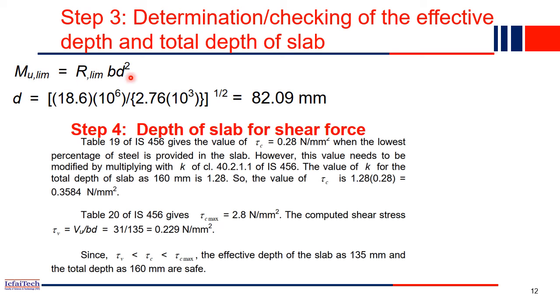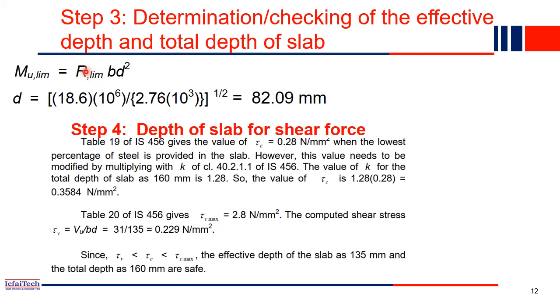So we have this formula, right? Beam formula. From beam design onward, the same formula we are using. Mu lim is equal to R lim B D square. So from here we can find D, as all the values we know. Mu lim is 18.6, the maximum positive bending moment. 18.6 multiplied by 10 to the power 6, converting kilonewton meter into Newton mm, divided by R lim.